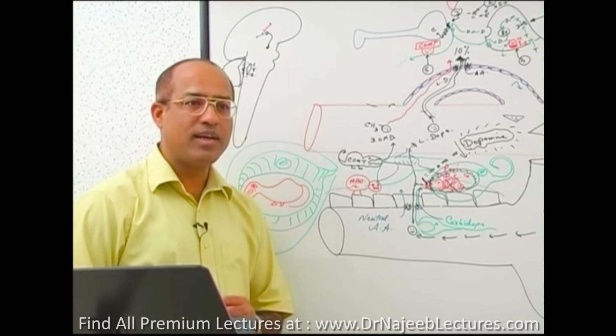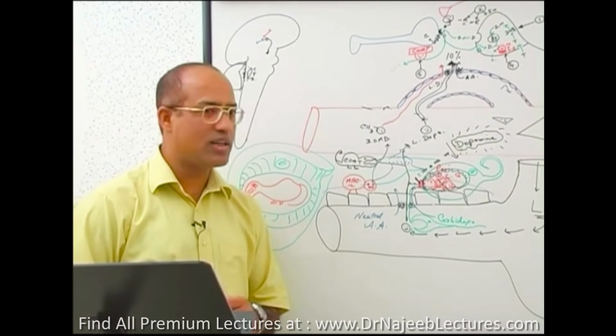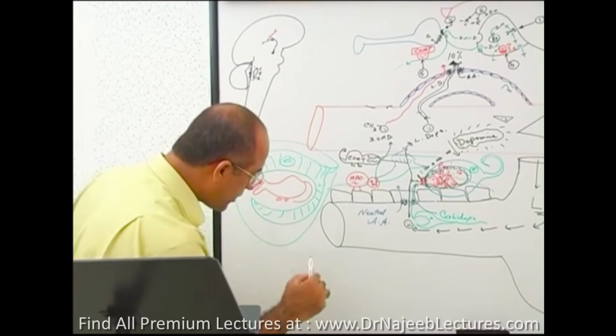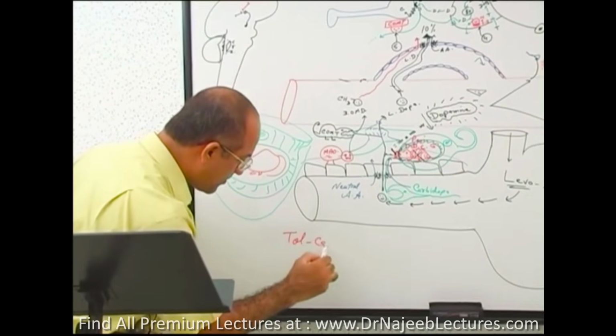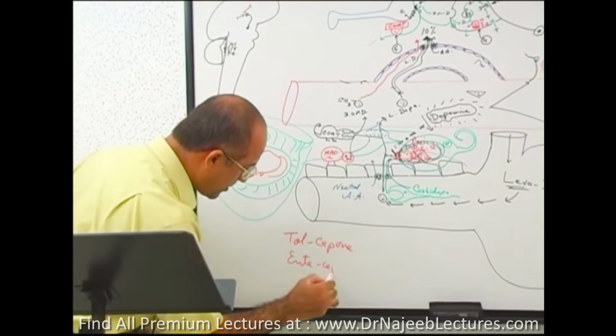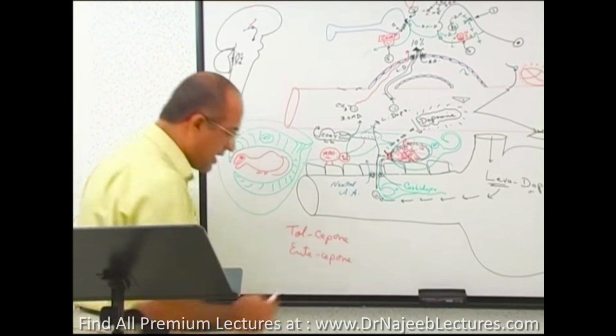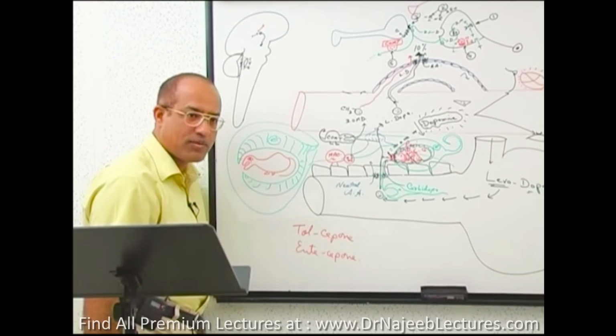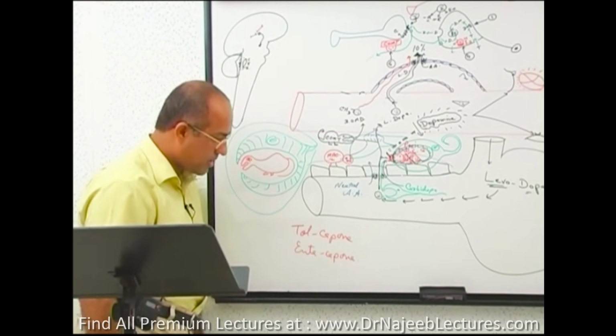Tolcapone and Entacapone. The two drugs, Tolcapone and Entacapone, both of them can inhibit COMT, but there are a few things which you should remember about them.